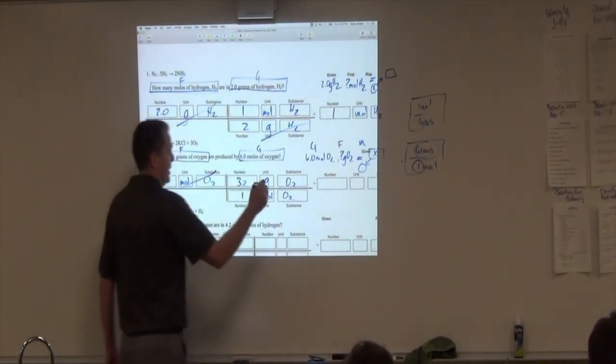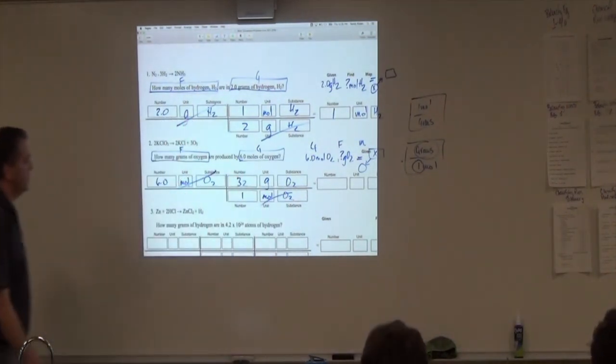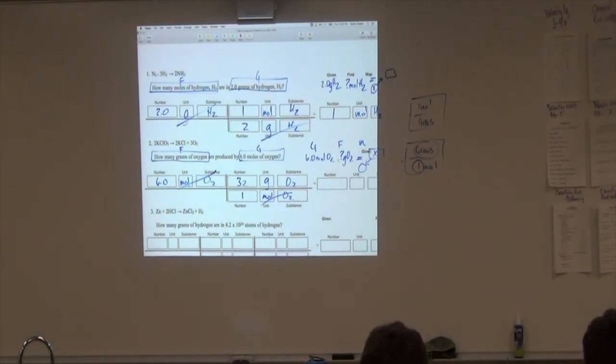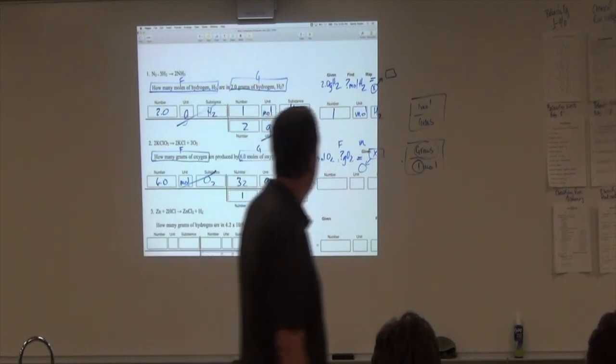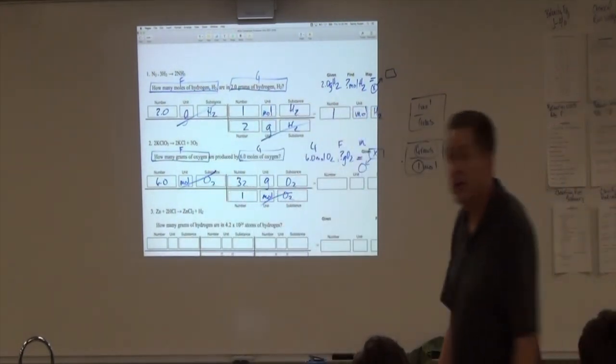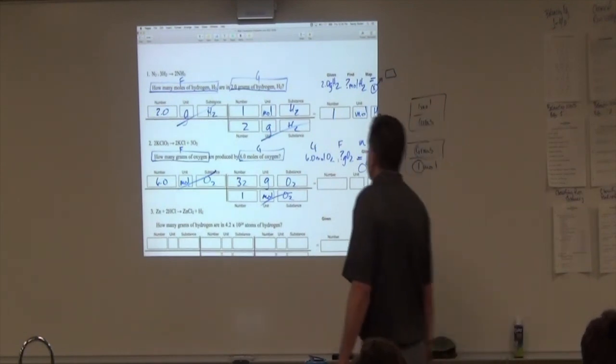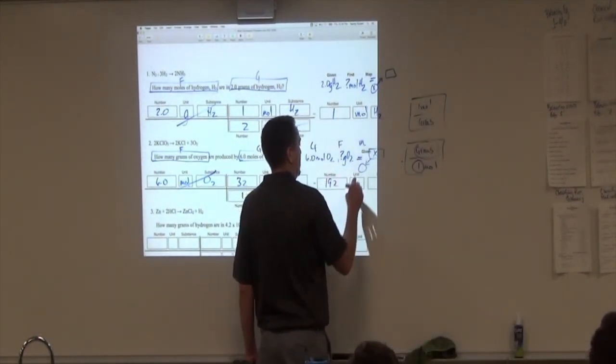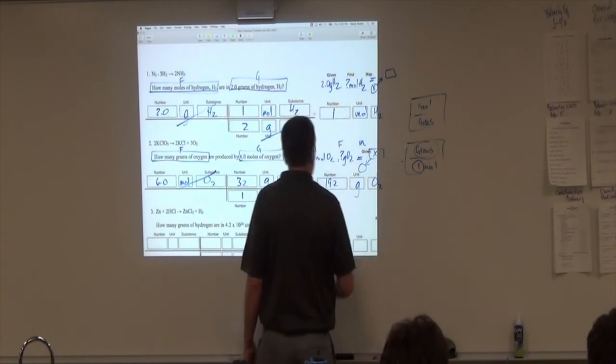Cancel as we go. Every step we want to cancel. I'm left with grams of O2, which is what I was looking for. Now I have to do the math. 6 multiplied by 32, divided by 1, but you don't have to do that. What is it? 192. So 192 is my number, grams is my unit, and my substance is O2.